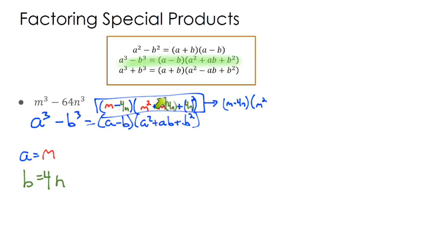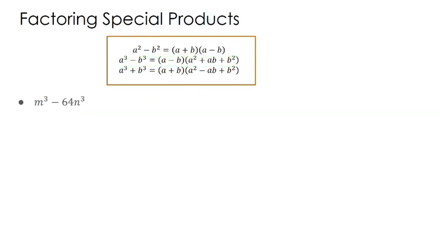Well, we just rewrite it in a different order. It's just m times 4 times n, which is often written as 4mn. And then lastly, 4n squared would be, okay? And so this would be our final factored form of that difference of cubes problem, okay? Identify what A is, identify what B is, and then fill in the blanks in your recipe.